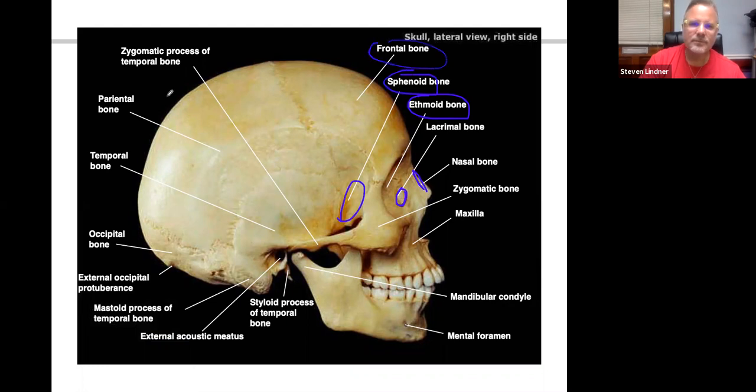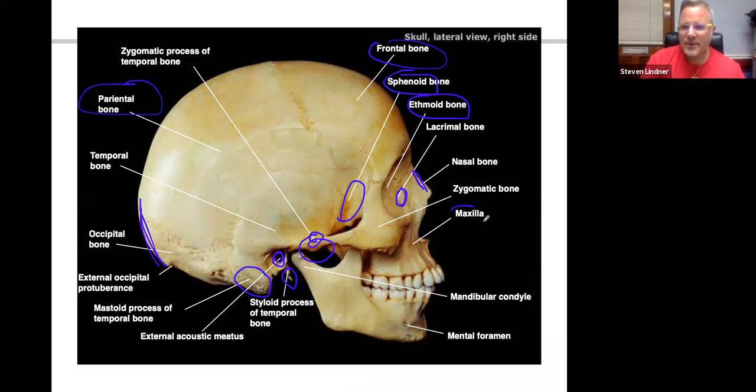Frontal bone, parietal bone. This is the zygomatic process of the temporal bone. Back here, occipital bone. Here's your mastoid process. And then right there, you can see the styloid process. This hole for the ear is called the external auditory meatus, EAM.